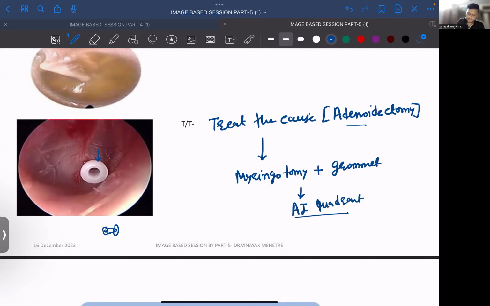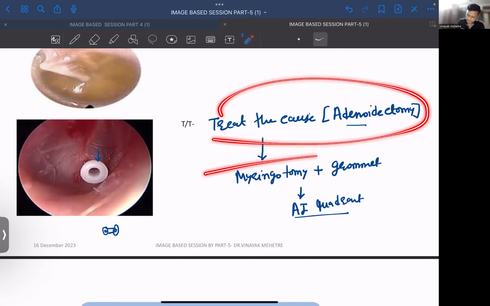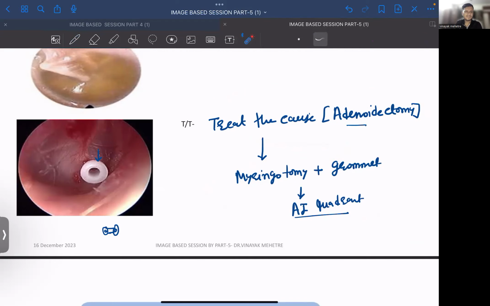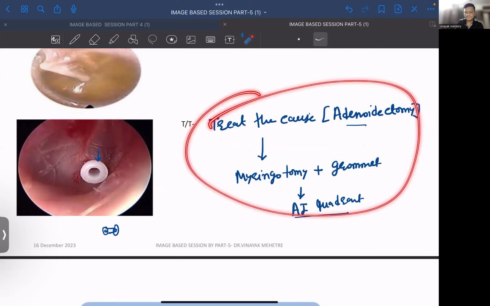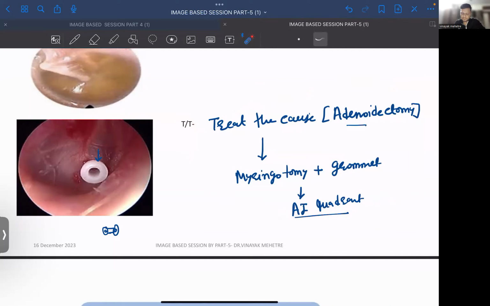Okay. Now, if they will give you both as separate options, mark this answer. If you're not going to treat the cause, how will glue ear stop, right? There will be fluid accumulation again and again. So mark this. If it is coming together, that is the best answer. But separate आया तो कौन सा? और आ चुका है. ओके, ठीक है, करना है.